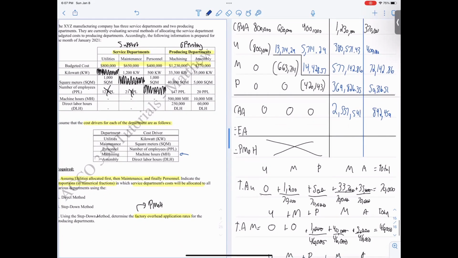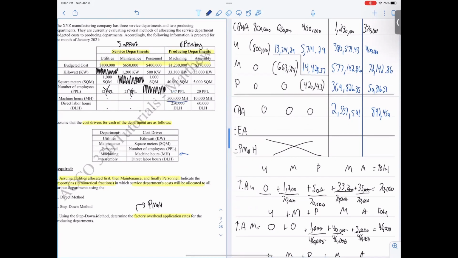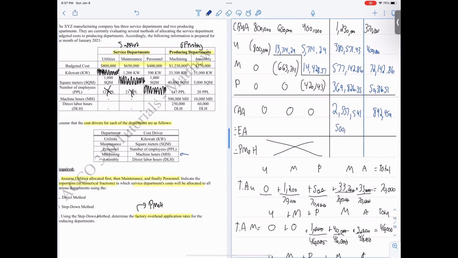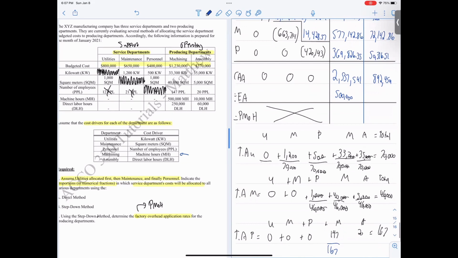And then, guys, the machine hours here is right here. 500,000 machine hours is the amount of machine hours that the machine department is going to use. So let's find the rate per hour. If your cost after allocations is 2,557,541 and you use 500,000 hours, that means your rate per hour, guys, is 5.12. So for every hour, you're going to apply 5.21 in overhead.